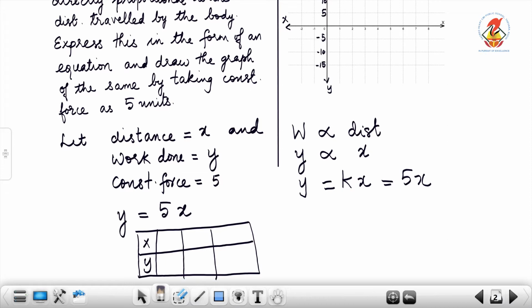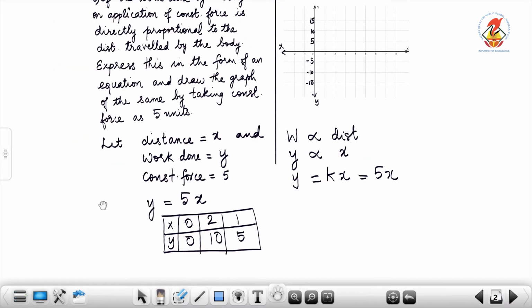When x is equal to 0, if 0 work is done, then 0 distance it will be travelling. Then when x is equal to 2, y will be 10, and when x is equal to 1, y is equal to 5. So I am giving certain values for x, so that simultaneously you will get the values of y also. Now we can plot these points in your graph paper.